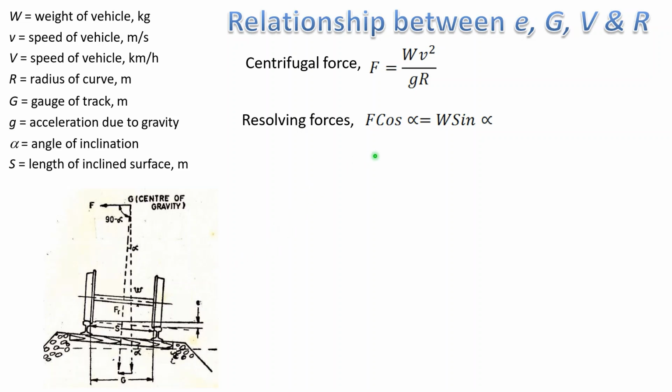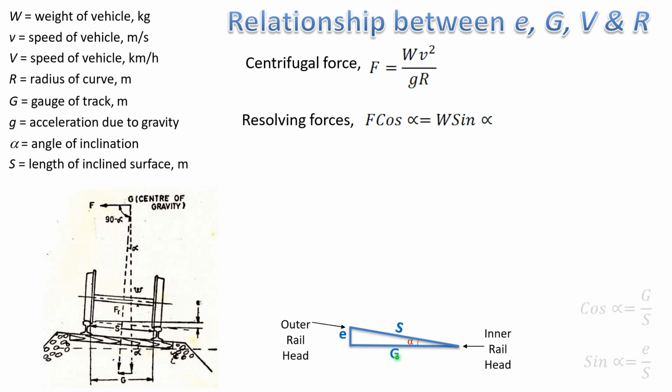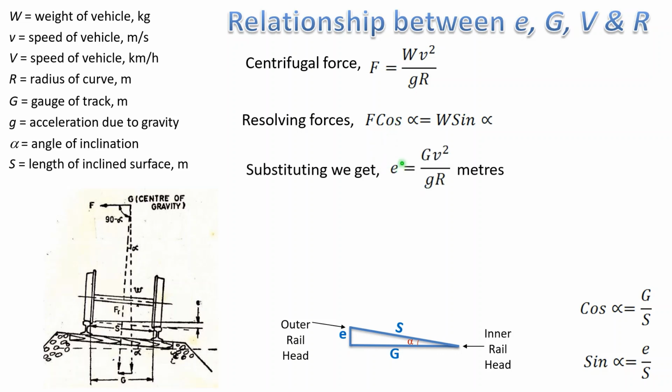We can say F cos alpha is equal to W sin alpha. So from this particular triangle, the outer rail portion comes here, this is the inner rail portion, and the outer rail is raised with respect to the inner rail by an amount E, which is the super elevation, and alpha becomes the angle of inclination. S is the inclined surface, and G becomes the gauge. So from this, cos alpha will be G by S, and sin alpha will be E by S. When substituting here, we can find what E is. It becomes Gv square by gR.